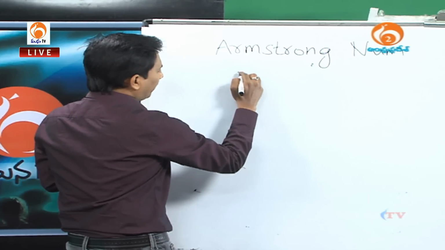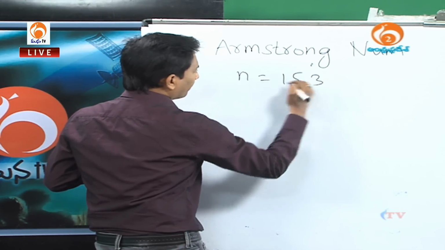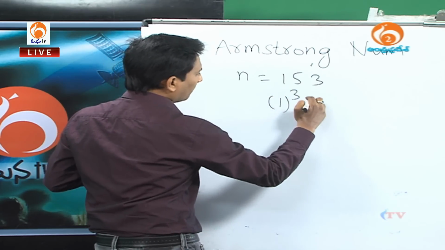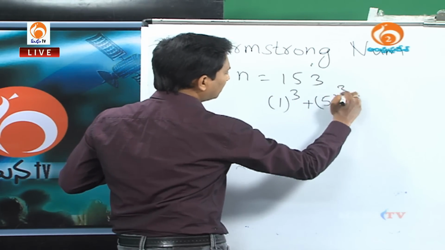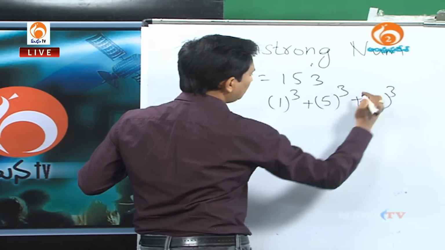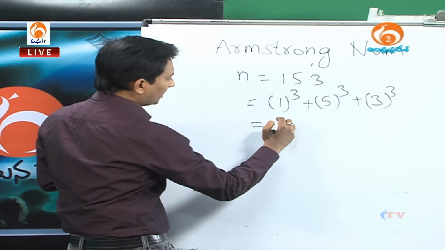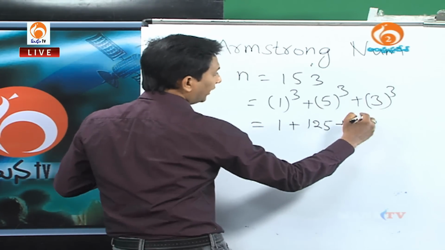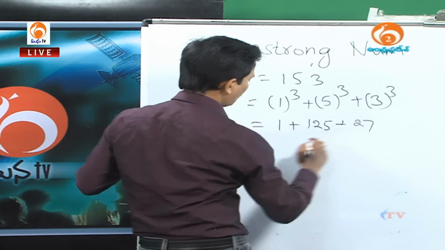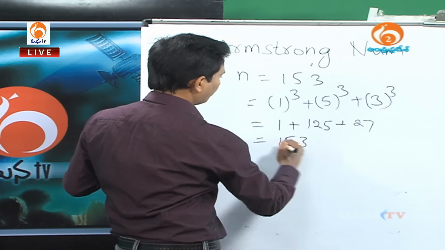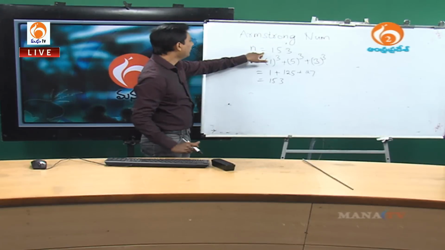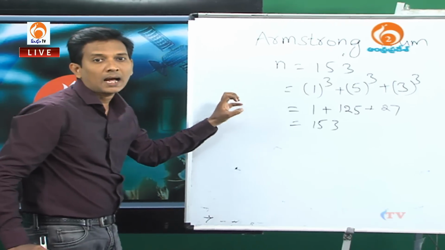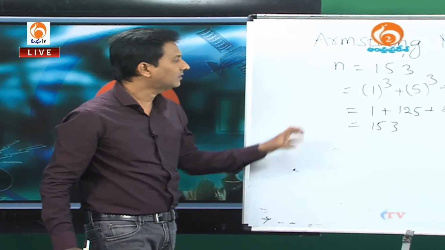If I give 153, we need to calculate 1 cube plus 5 cube plus 3 cube. What is 1 cube? That is 1. 5 cube means 125, 5 into 5 into 5. 3 into 3 into 3, that is 27. We will get 153. The sum of the cubes is equal to the given number. This is called an Armstrong number.